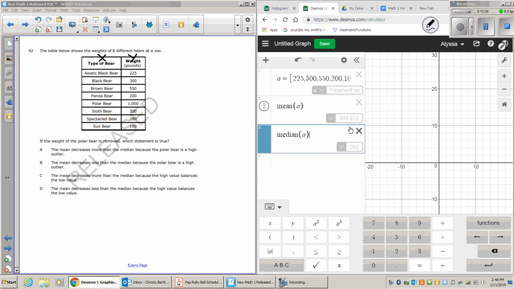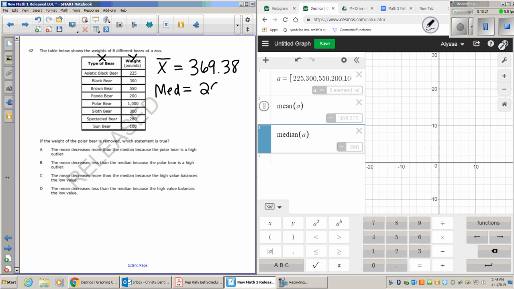Okay, so let's make sure we write these numbers down on the problem. So we have a mean, I'm going to use X bar for short. That's 369.38, and our median is 290. Okay, the problem is wanting us to remove the polar bear's weight. So if you look at your table, the polar bear is 1,000 pounds.